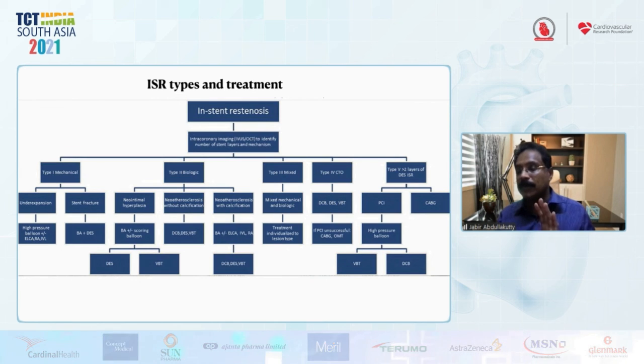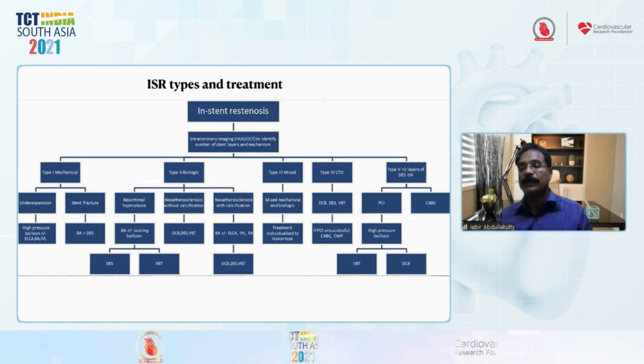When you have more than 2 layers of DES with an instant restenosis, that is the type 5, PCI, high pressure balloon followed by drug-coated balloon or vascular brachytherapy. Another option is CABG, just like the last case, if there is extensive and malignant restenosis.